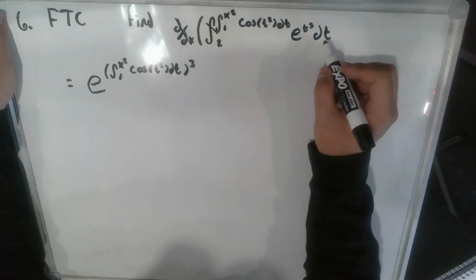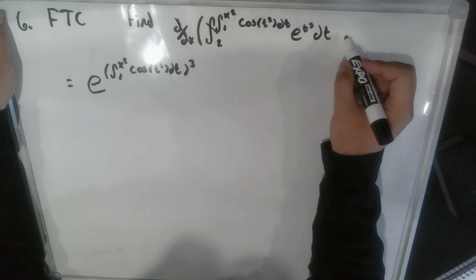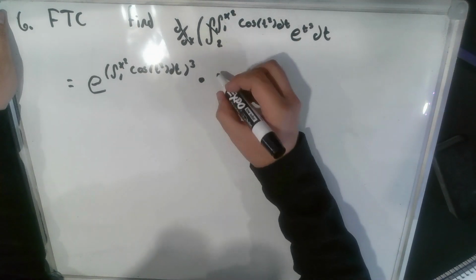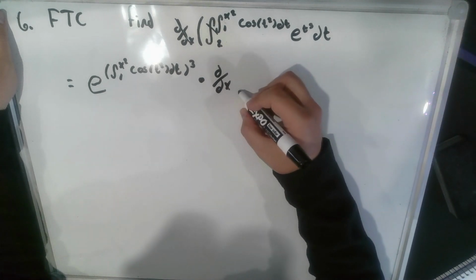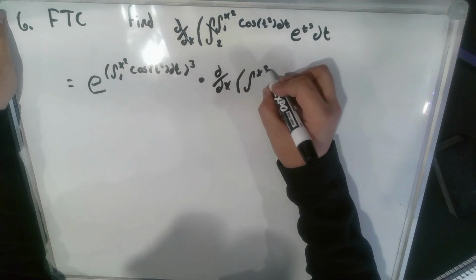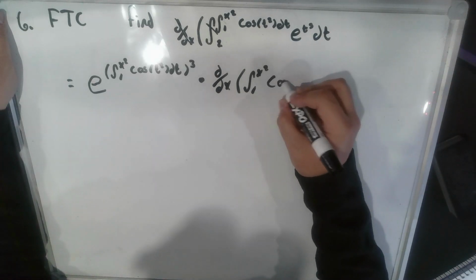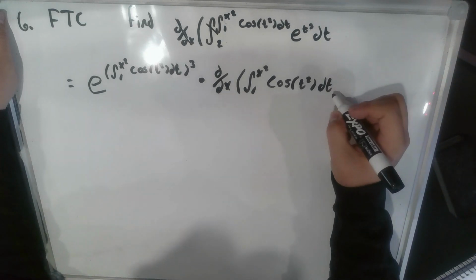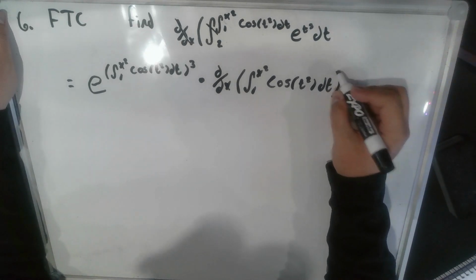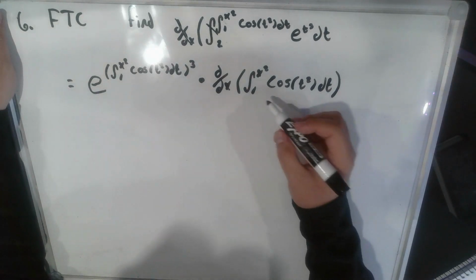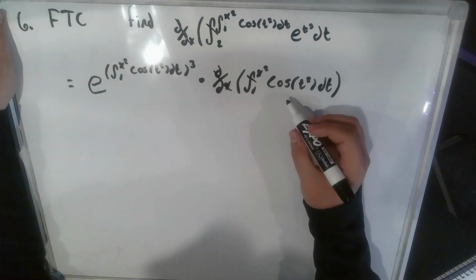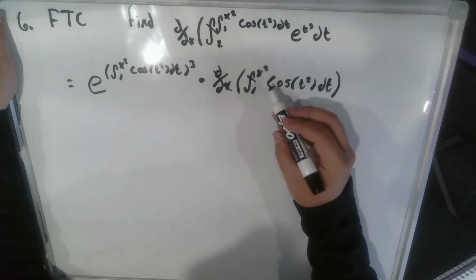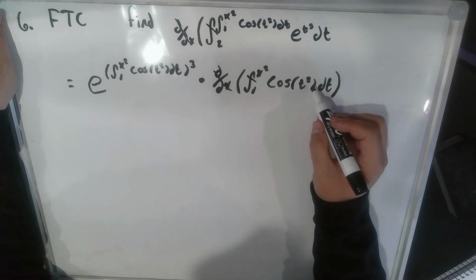But then you need to multiply by the derivative of the upper limit, and that would be d dx of the integral from 1 to x squared of cos t squared dt. So just like we did over here, this is going to become in terms of the upper limit. So it's going to be cos, instead of t, cos x squared, squared again.